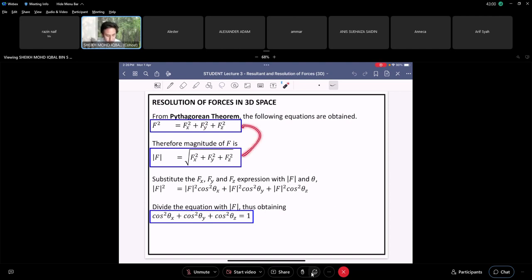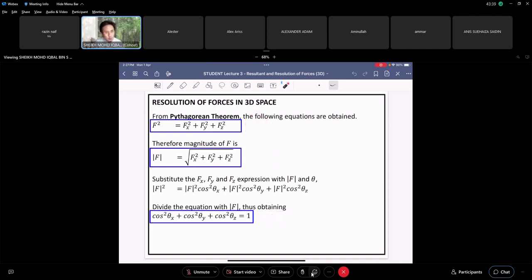And to calculate the magnitude, it's pretty straightforward. It's using Pythagoras theorem, square, and then you square root it. And then if you substitute this Fx, Fy, and Fz with the magnitude F and theta, right? Substitute this one and this one into here for each and every one of these, you will have another equation, which is this one here. Cos squared theta x plus cos squared theta y plus cos squared theta z is equal to 1, right? So that's the 3 equations that you need to understand, right?